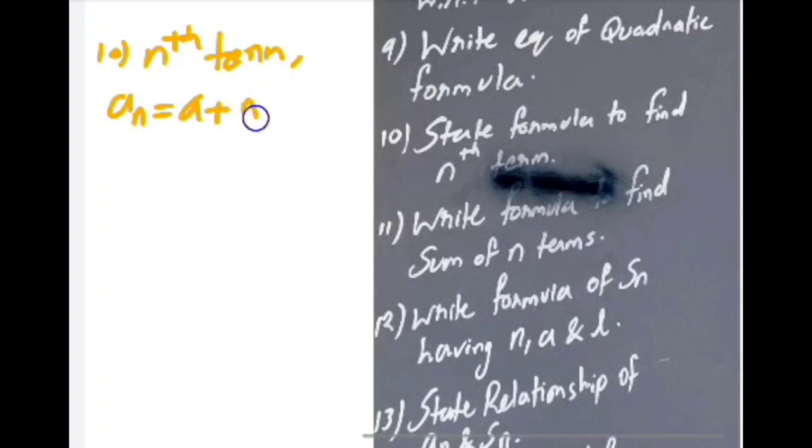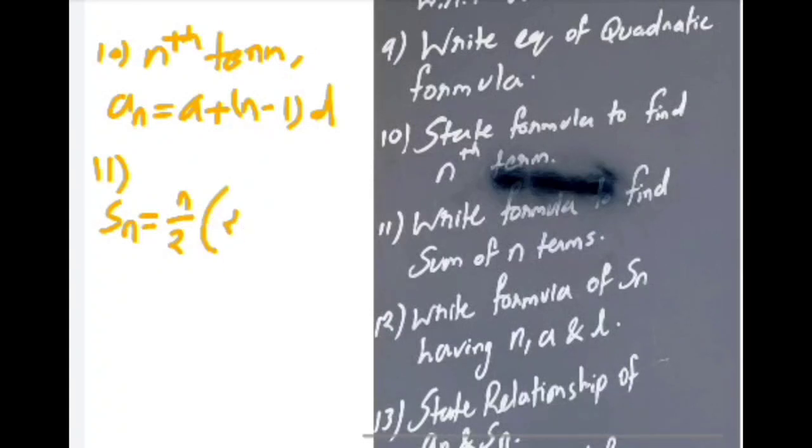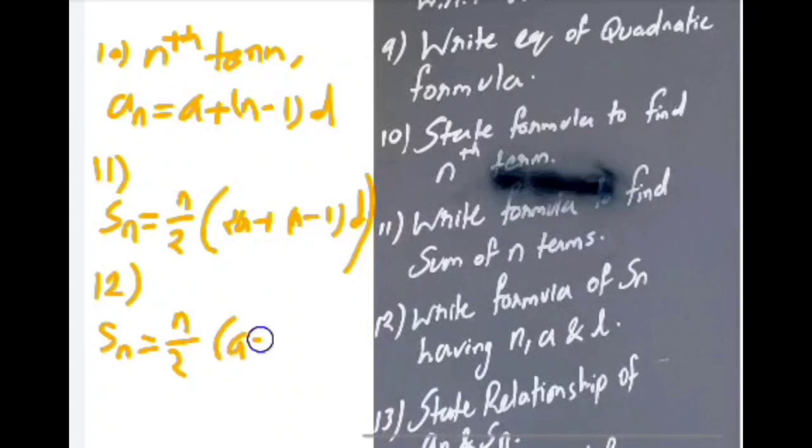State formula to find nth term. So nth term, its formula will be an is equal to a plus n minus 1 into d. Write formula to find the sum of n terms. So that will be Sn, that is n by 2, 2a plus n minus 1 into d. Now 12th is write formula of Sn having n, a and l. So Sn will be n by 2, a plus l.